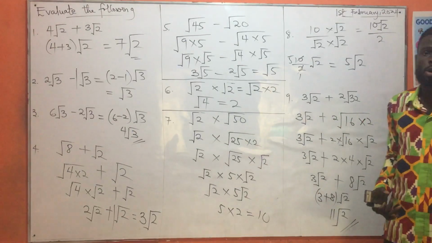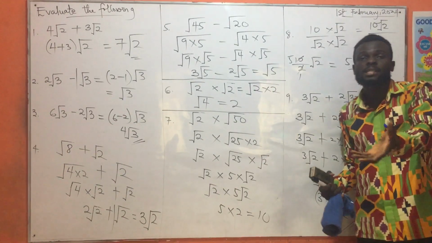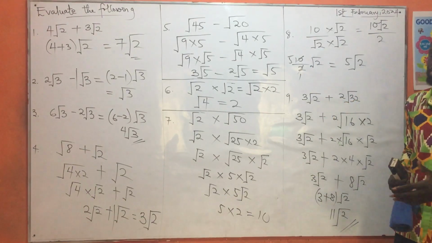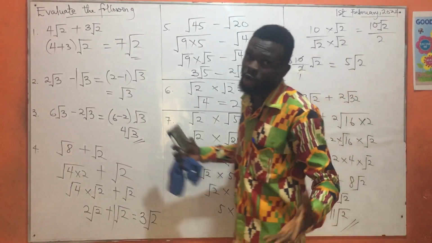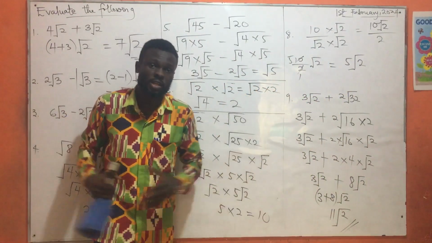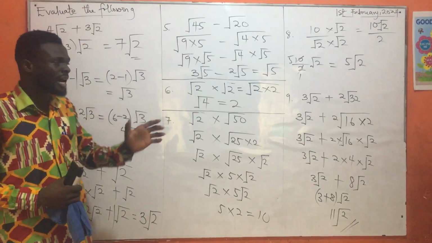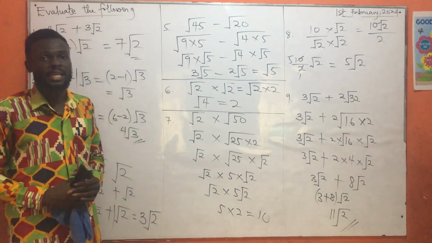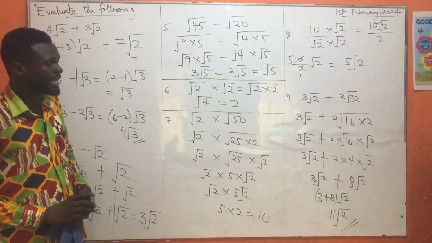Curtains will be drawn down on surds. We'll come again with just more examples of it. God willing, next week we introduce you to a new topic in Basic 9. But when we meet God willing tomorrow, today is 1st February, Happy New Month, we'll come to you with a lesson in Basic 8 that is based on indices.